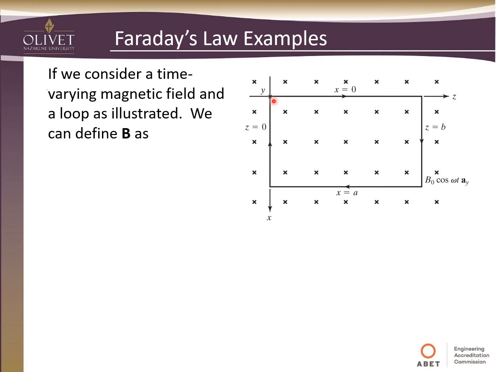A is how far we're traveling, or how wide the loop is on the x-axis, and B is how tall it is on the z-axis. And then we have our magnetic field, which is now a sinusoid. And it's in the y direction, so that means it's going into the page. So we would expect for this to produce some EMF or potential difference around our loop.